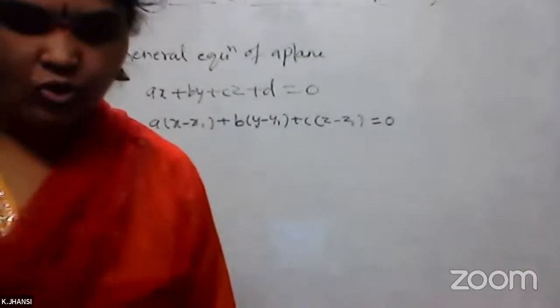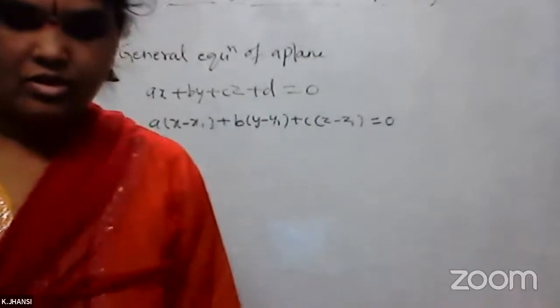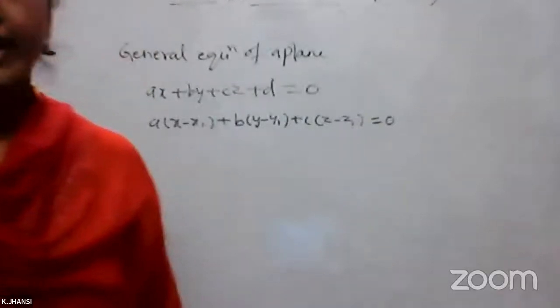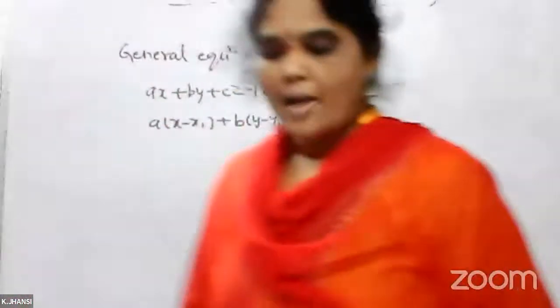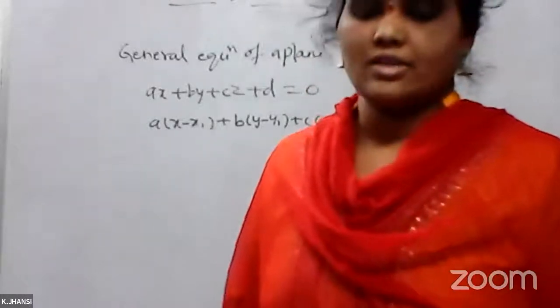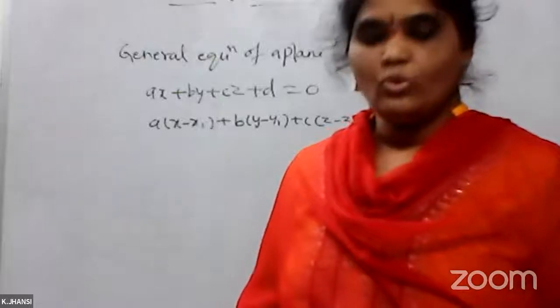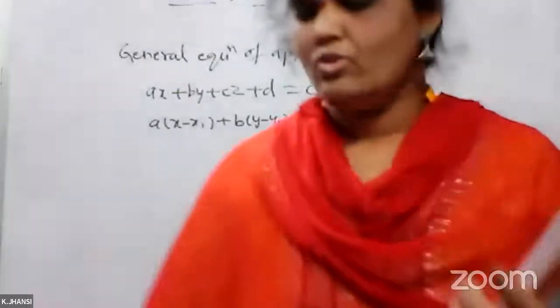So next, if we'll go to the third unit. The third unit is the important one, in which you will get 10 marks questions. It is the bisectors of the angles. So to find the bisectors of the angles between any two planes, you will have the formula.